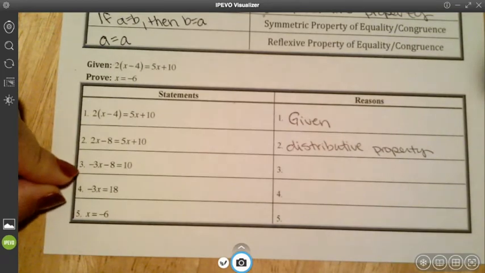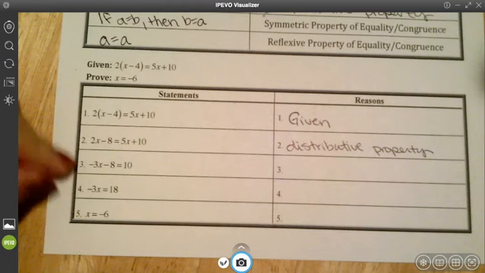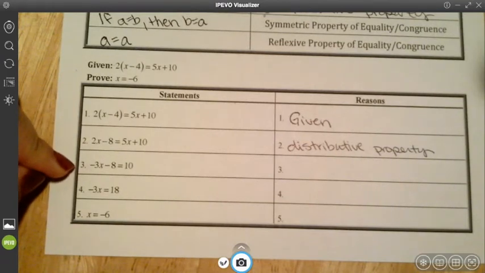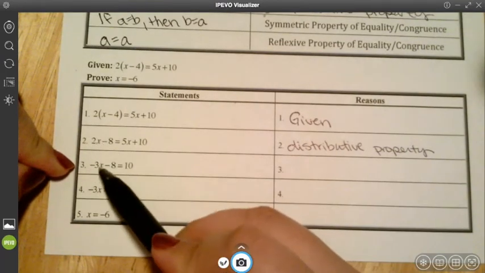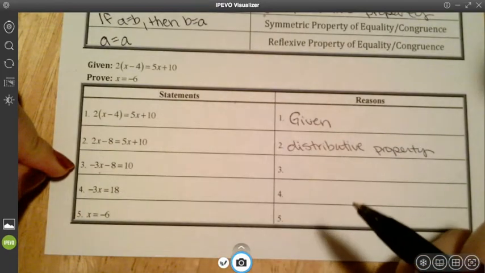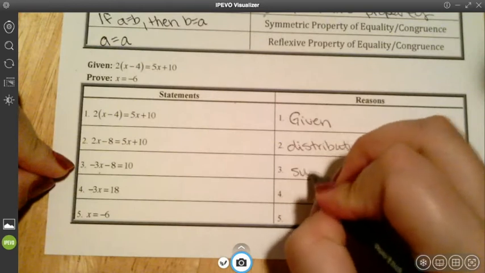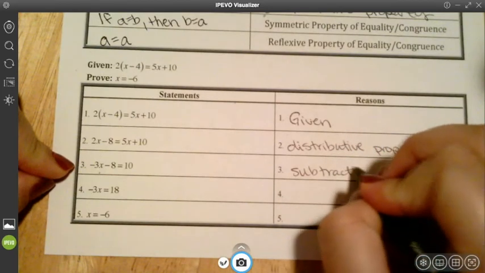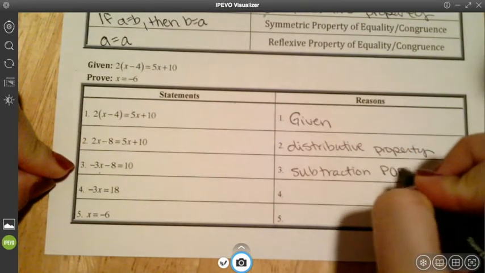In step 3, how do we know that step 3 is true? What happened from step 2 to step 3? Notice our 2x became a negative 3x. How did it do that? Well, we subtracted 5x from both sides. So this is the subtraction property of equality.